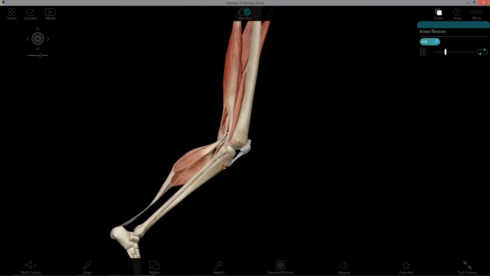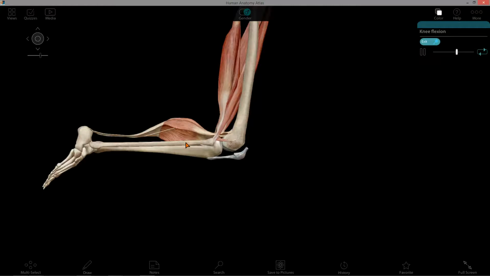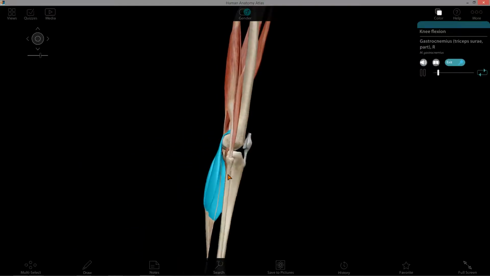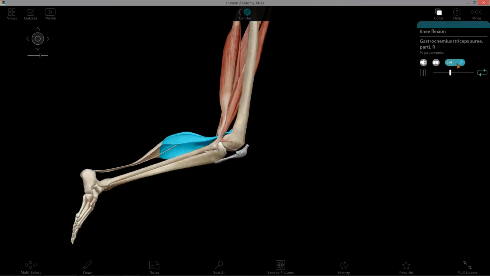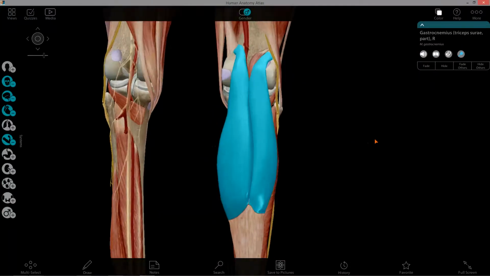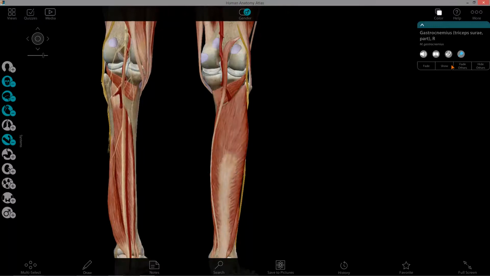So here is knee flexion. And here is our gastrocnemius muscles, which are going to be very important for this movement of knee flexion. I'm going to exit out and exit out. So I just didn't want to miss that or lead you astray there. So now I'm going to hide this.